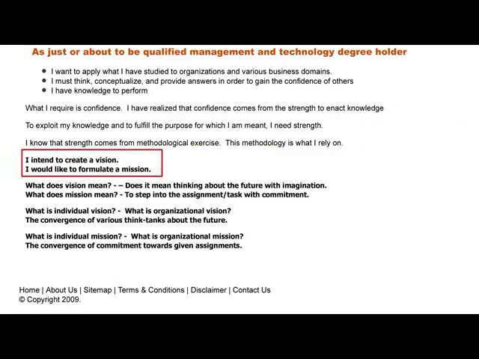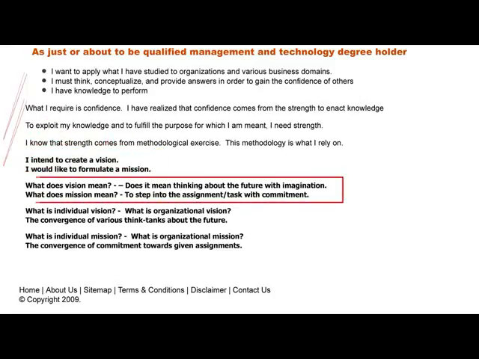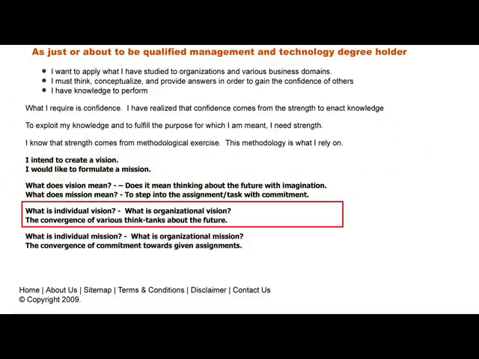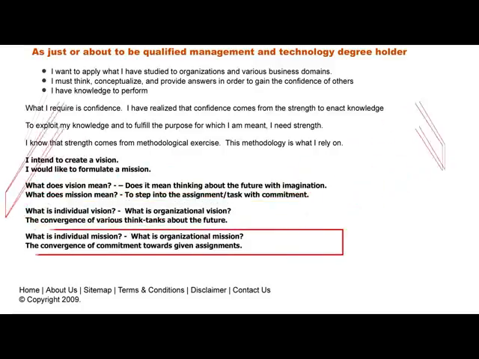I intend to create a vision. I would like to formulate a mission. What does vision mean? Does it mean thinking about the future with imagination? What does the mission mean? To step into the assignment, task with commitment. What is individual vision? What is organizational vision? The convergence of various think tanks about the future. What is individual mission? What is organizational mission? The convergence of commitment towards given assignments.